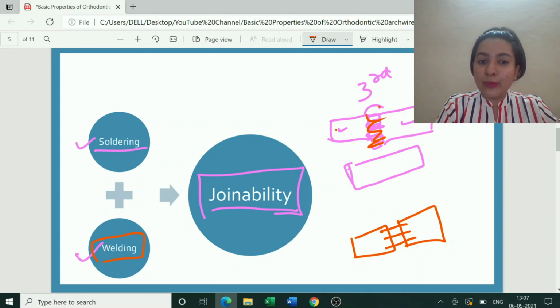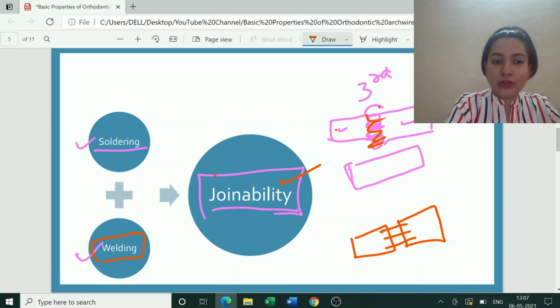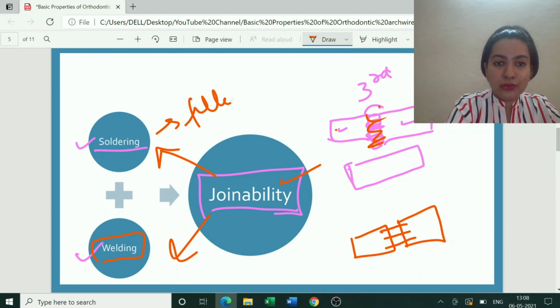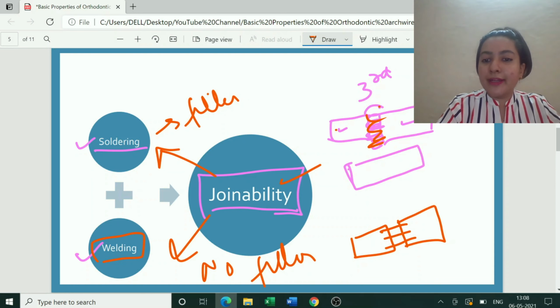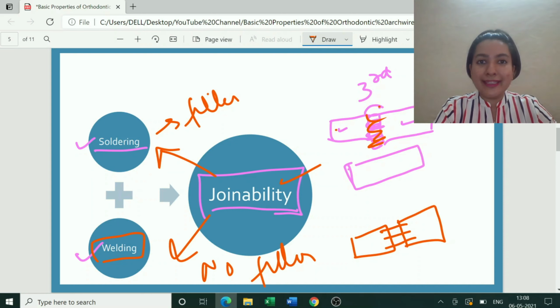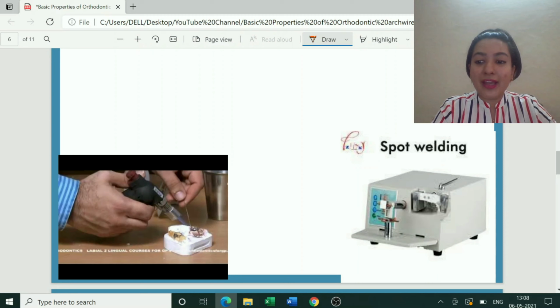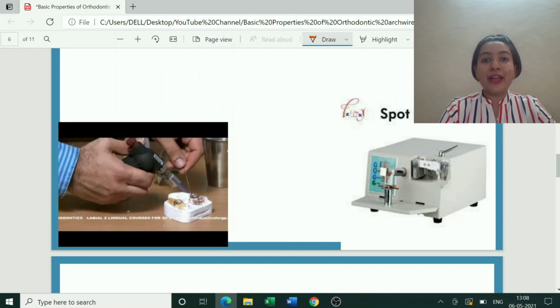The broad terminology for these two is joinability. So joinability has two major things: soldering and welding. Here filler material has to be used, here no filler is used. Both the parent materials are joined together. Now, soldering and welding is something often asked in exams, plus it is something we do in our clinical practice also. They won't be asking you the definitions of soldering or welding, but what they can ask is in the form of identify the diagram, identify the figure.